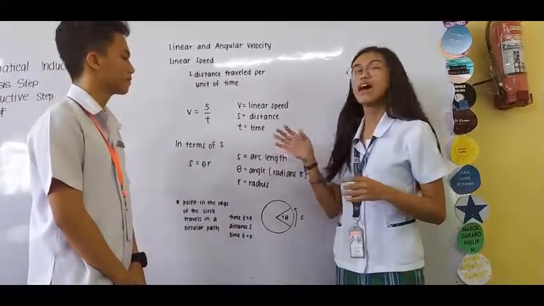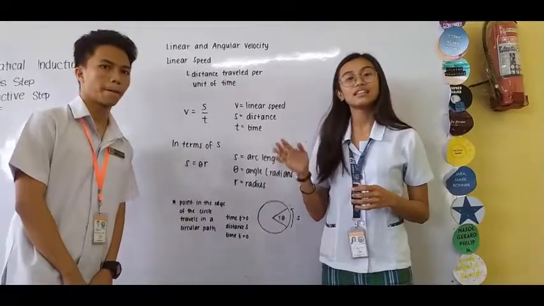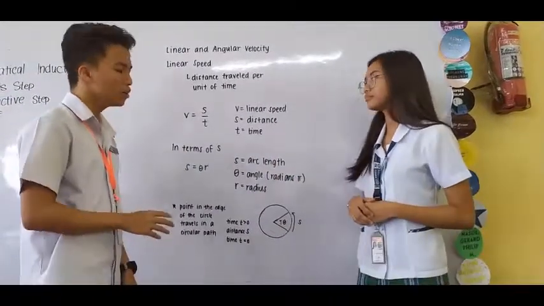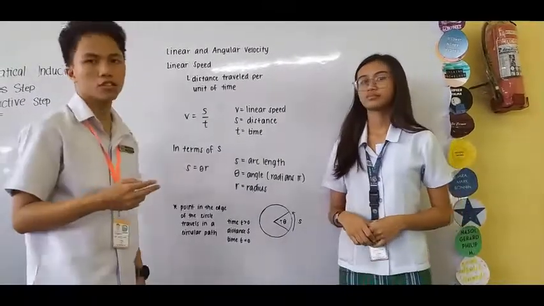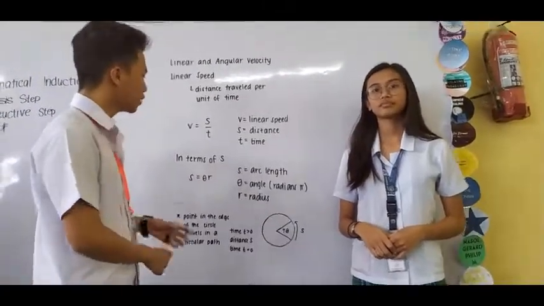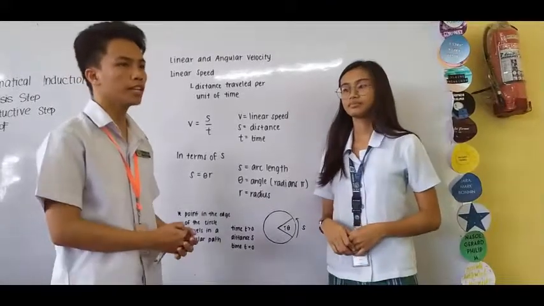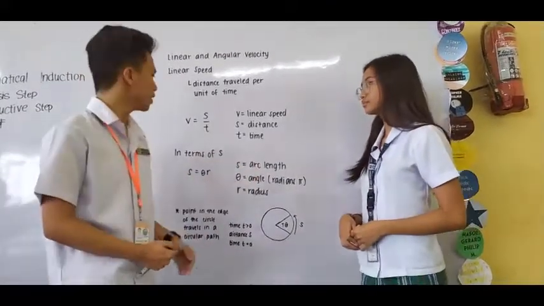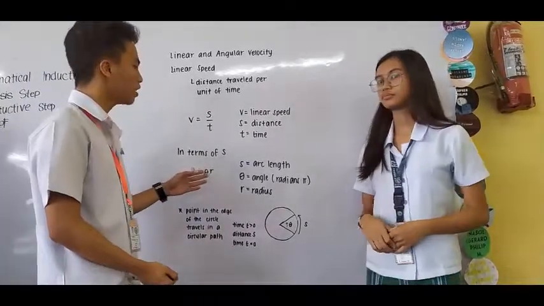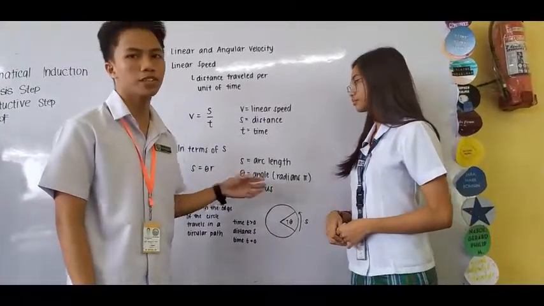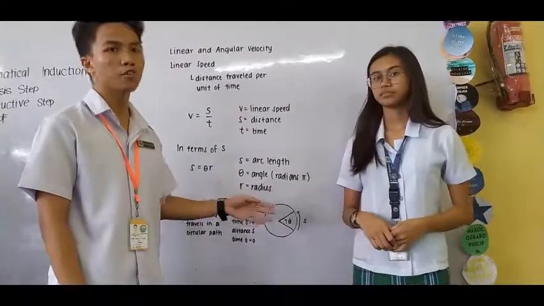For linear speed, S for distance, and T for time. So now let's talk about the function of S in the formula of V is equal to S over T. Now, in terms of S, we all know that S also stands for the arc length. So the formula for arc length is S is equal to theta r, where theta is angle expressed in radians and r is equal to the radius.